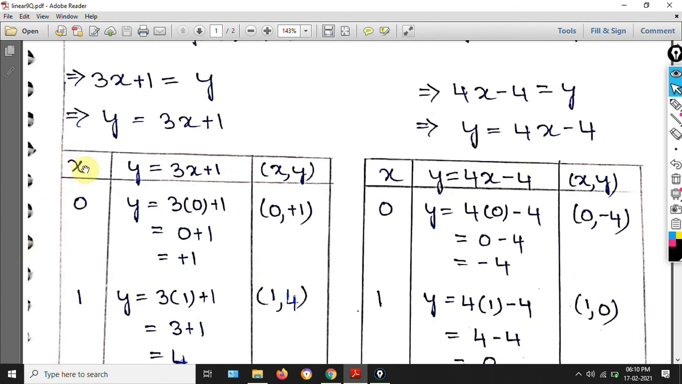Okay, here I am taking x and here y equals 3x plus 1 that we got. That only we are writing, 3x plus 1, and here the x comma y value. For x we can take any value. Here I am taking 0. So y equals 3 into x. So 3 into how much did we take for x? 0. So 3 into 0, next plus 1 is there, equals 3 zeros are 0, plus 1. So 0 plus 1 we will get 1.